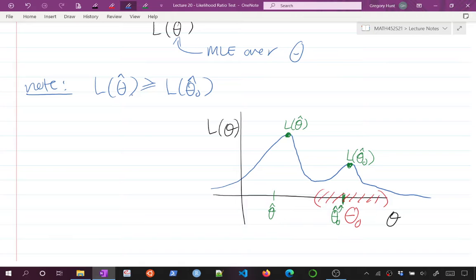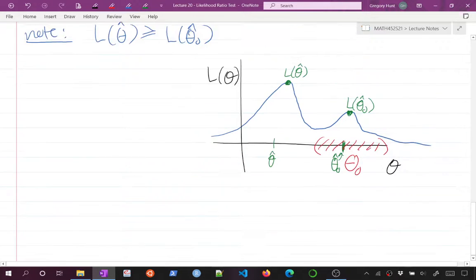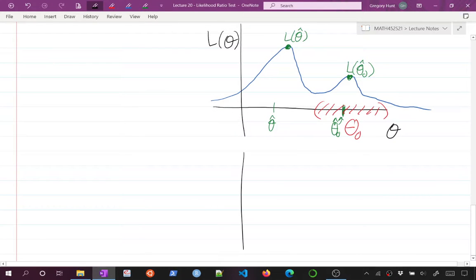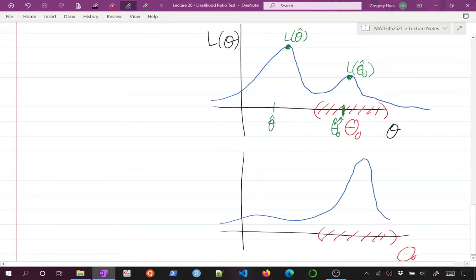Why? This is because for the overall MLE, I'm maximizing over the entire space, and for the restricted null hypothesis MLE, I'm maximizing over the restricted space. The whole space contains that restricted space, and so they could be equal. It could be that the maximum is in the null hypothesis. So here is another situation I could run into. Let me draw another picture. Again, this is my null hypothesis, and it could be my likelihood function looks like this.